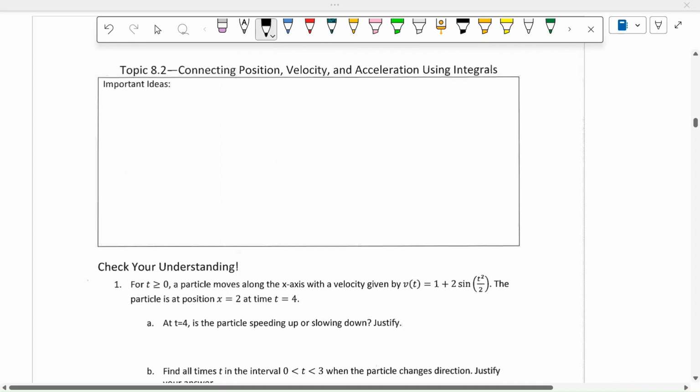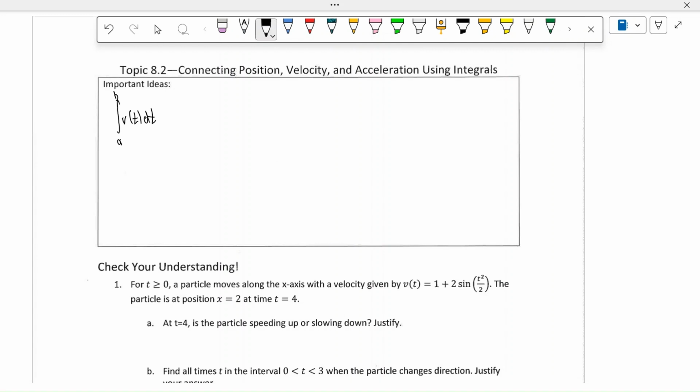This is part 2 of section 8.2, and we're going to break down the big ideas. First of all, when we integrate the velocity function, we get position. So if I integrate v of t, we're going to get s of t. Since this is a definite integral going from a to b, we'd have s of b minus s of a. So this is telling us really the change in position from time a to time b, and we call that the displacement. That is our change in position.